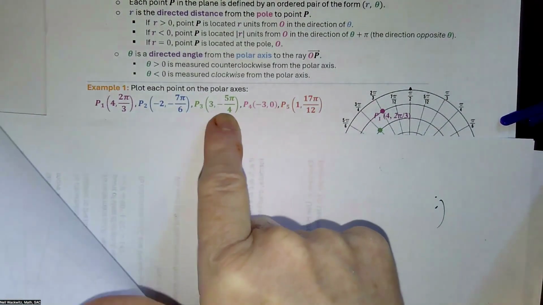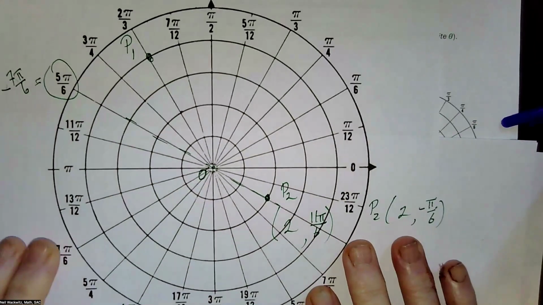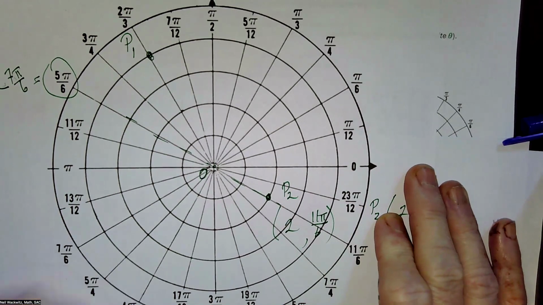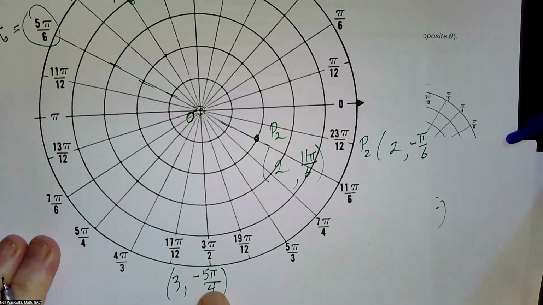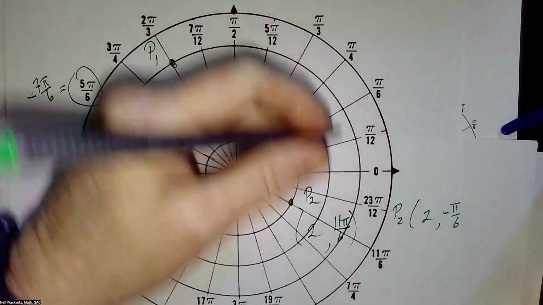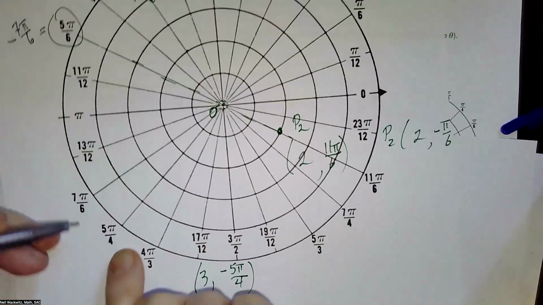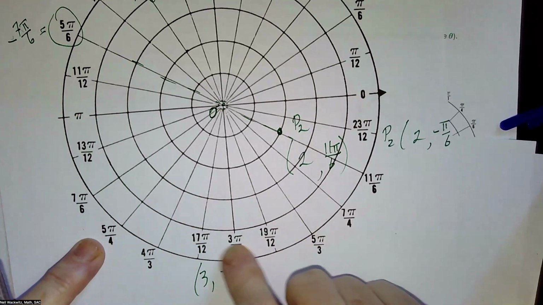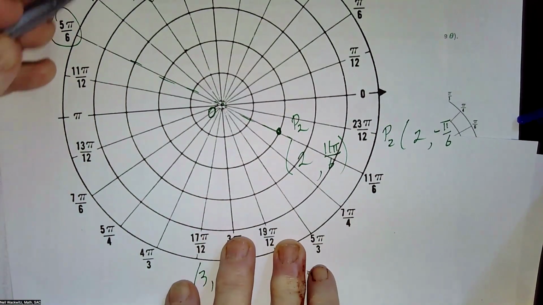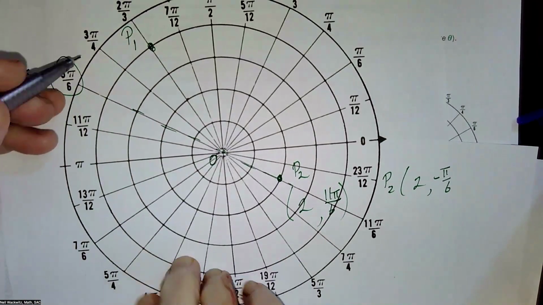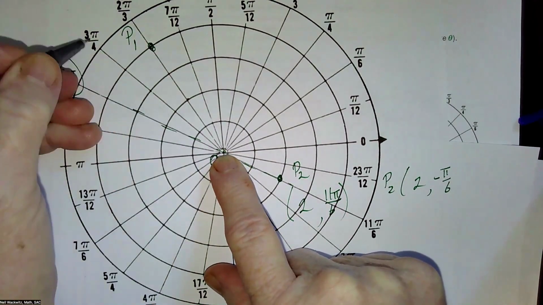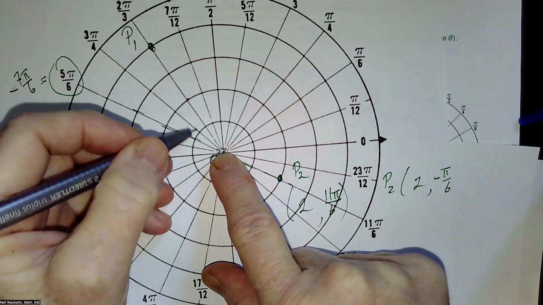All right. What about 3, negative 5 pi over 4? Well, first, we're going to remember that negative 5 pi over 4. Oh, I should see where positive 5 pi over 4 is. Let's see. Oh, here it is. It's in quadrant 3. That means if I'm going backward, it'll be in quadrant 2. And it will line up with the other pi over 4 angle. So it's going to line up here with 3 pi over 4. We said that r was 3. So we're going to begin at the pole along this line and go toward 3 pi over 4, 3 units.